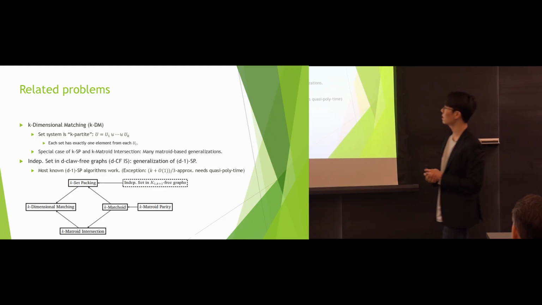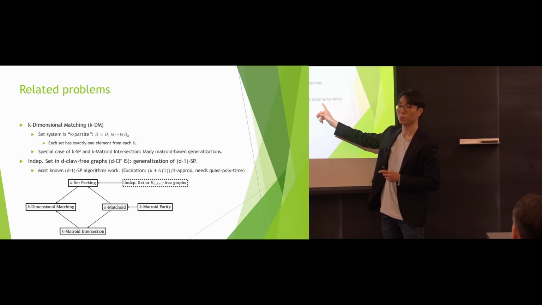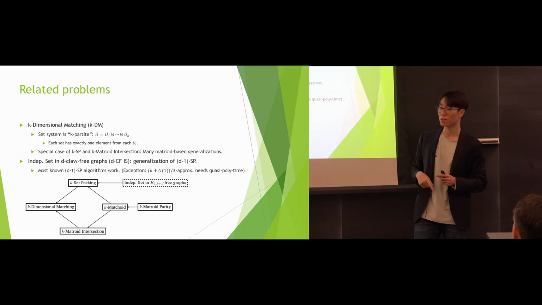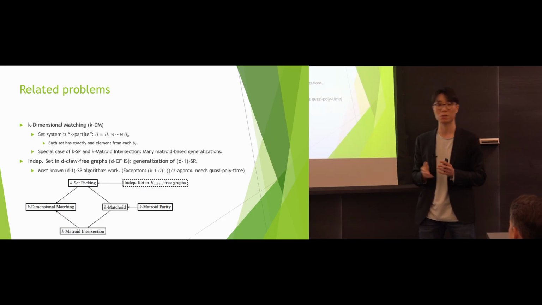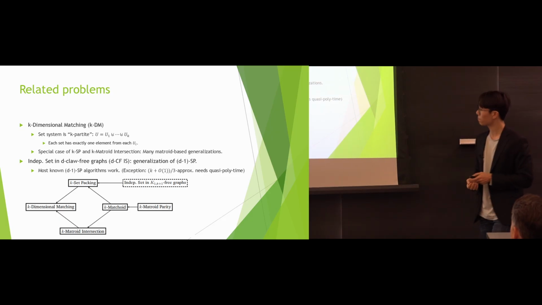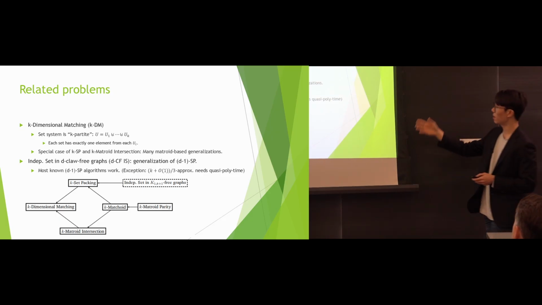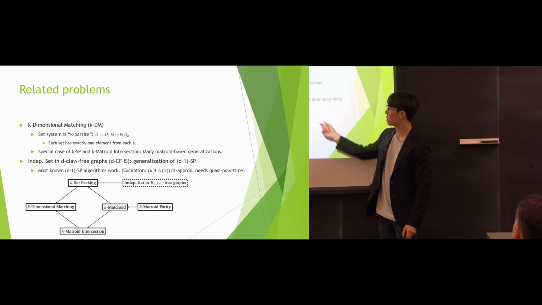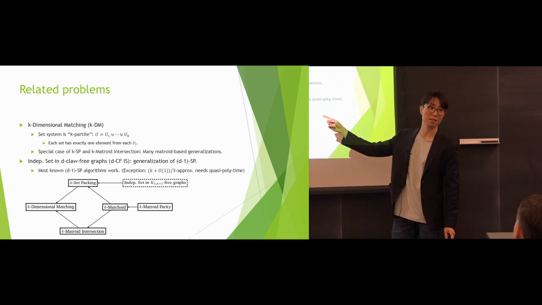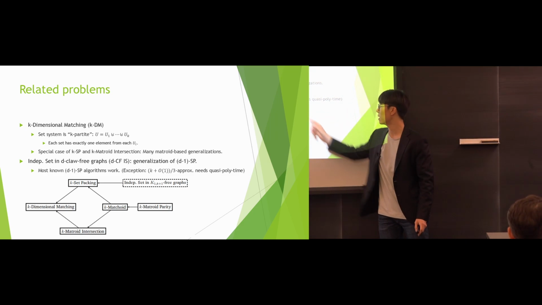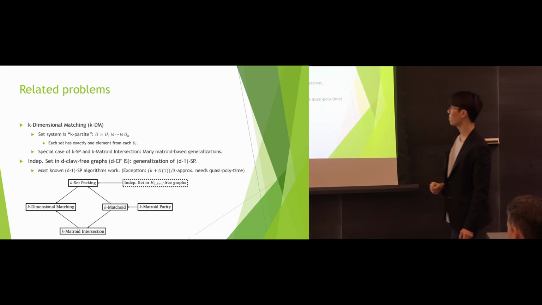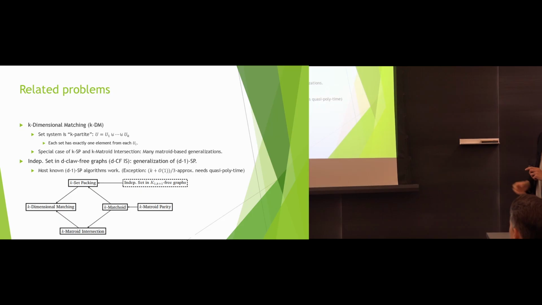Probably the exception is that the k/3 result still needs quasi-polynomial time, because the previous k/3 polynomial-time algorithm was specialized for set packing. But anyway, those are the problems we're going to study, especially k-dimensional matching, and then the independent set in k-claw-free graphs. Good. Okay, so our main result is the following hardness.